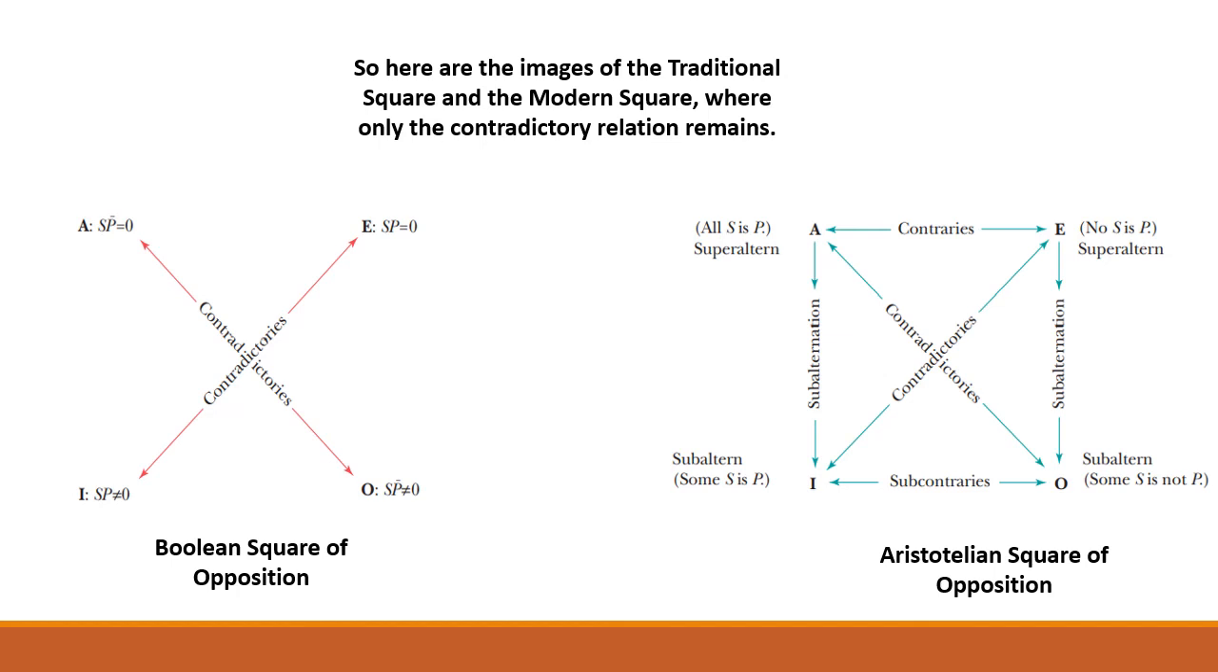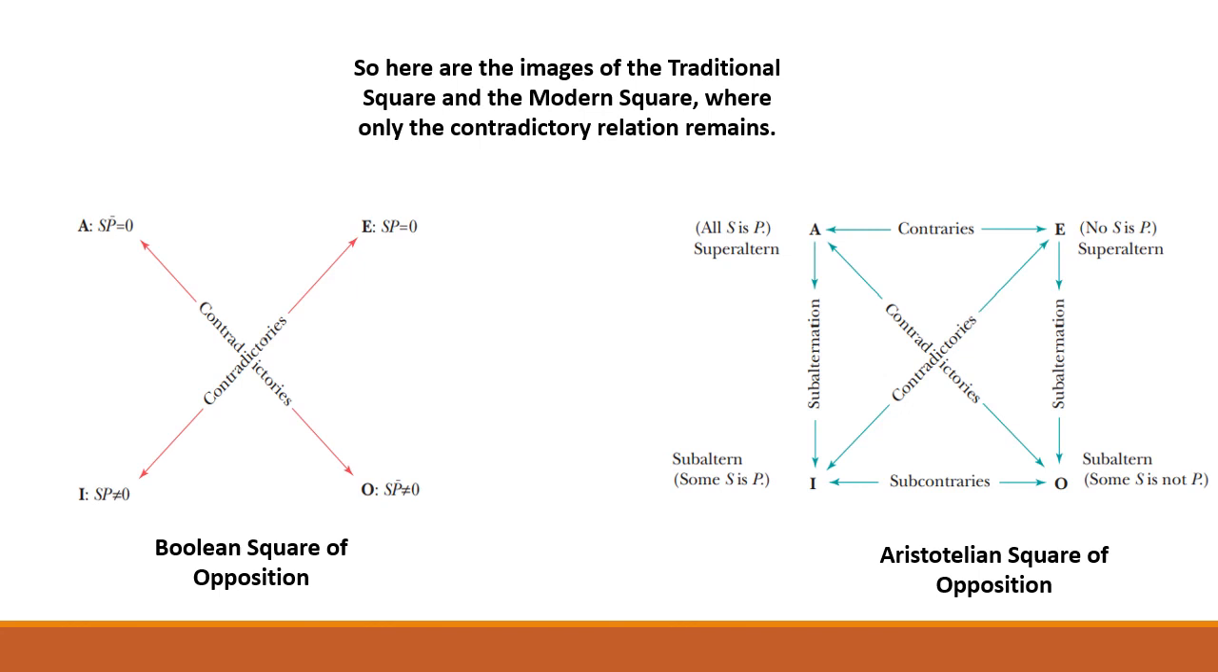So here you can see both the squares in front of you, the traditional and the modern. In the traditional, you can see A is written as all S is P, E is no S is P, O is some S is not P, and I is some S is P. At the same time, you will see that A and E have a contrary relationship. I and O are subcontraries, and AI and EO are superalterns and subalterns in the relation of subalternation.